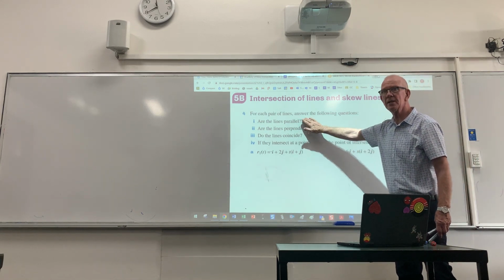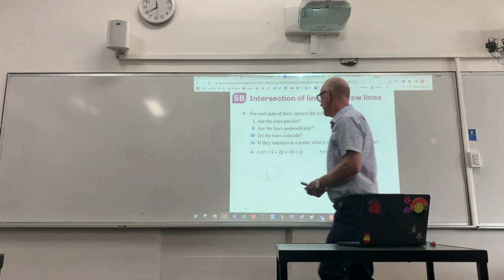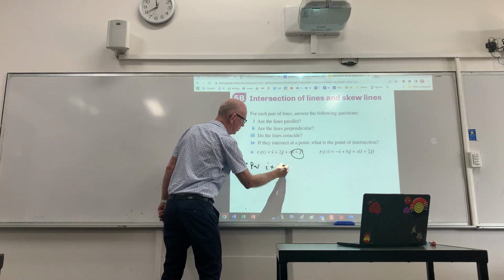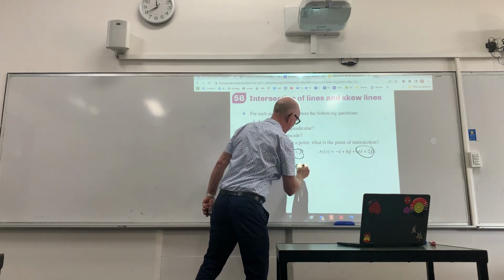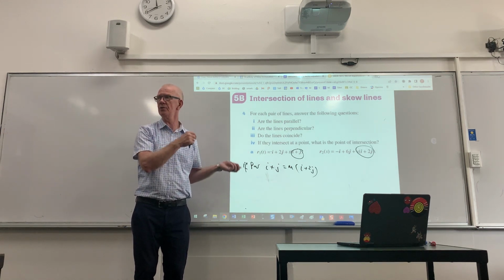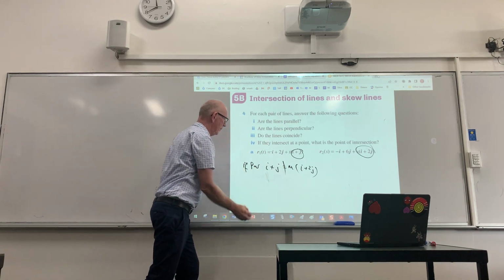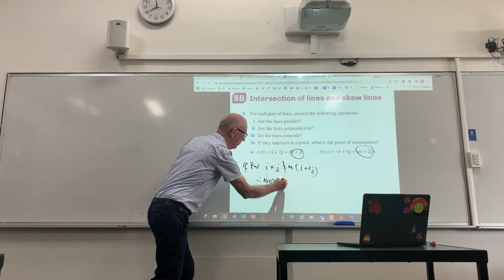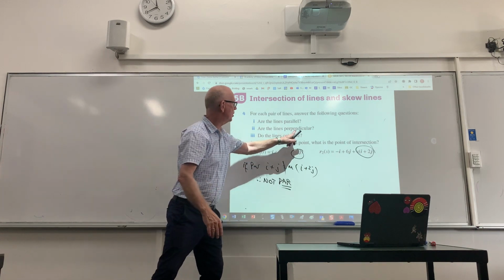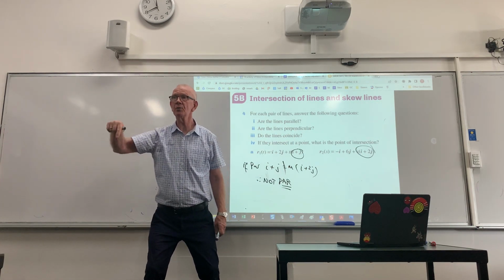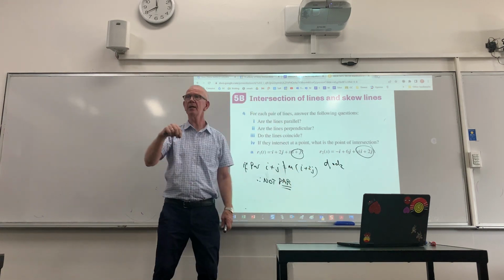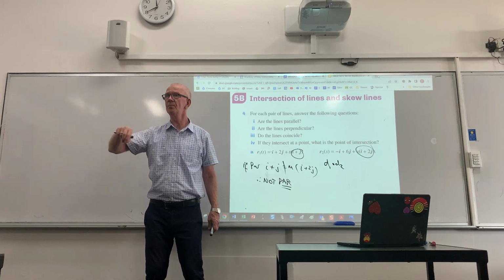So the first 2 are really easy, parallel and perpendicular. If parallel, i plus j will equal m lots of i plus 2j. Can you find an m value that has those 2 things equal to each other? No way. Therefore not parallel. Is that okay? How do I prove something is perpendicular? Dot product equals 0. So d1 dot d2, if that equals 0, therefore it is perpendicular.